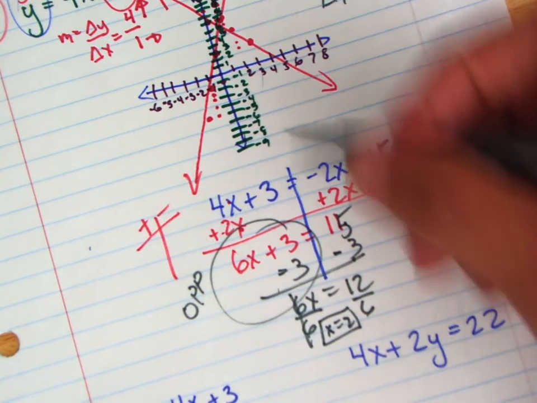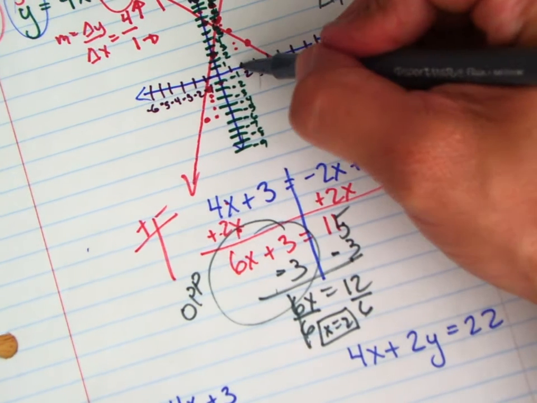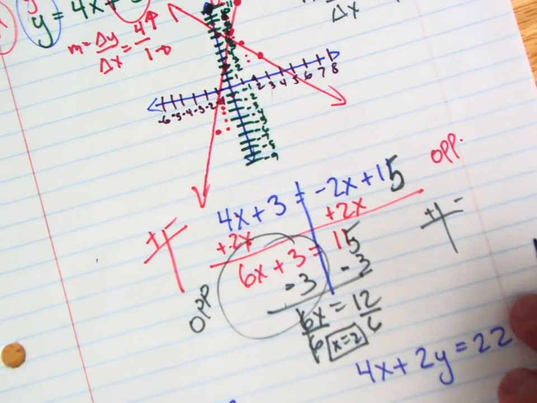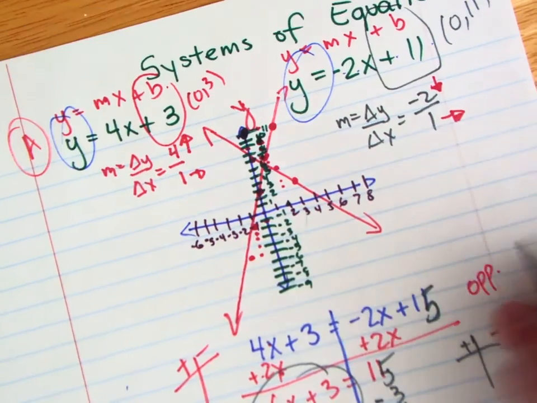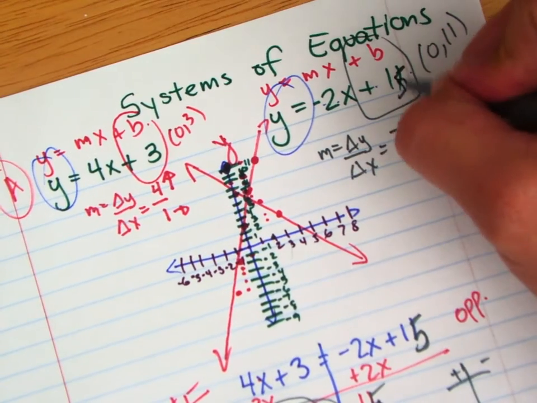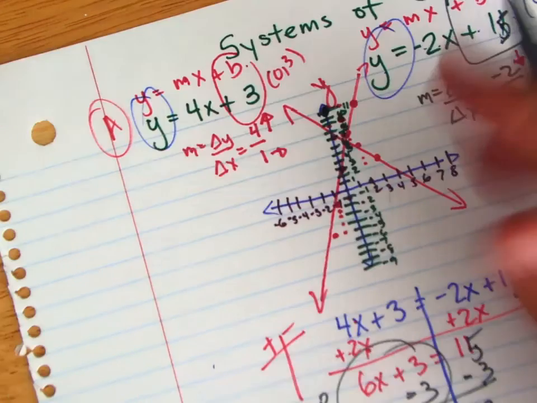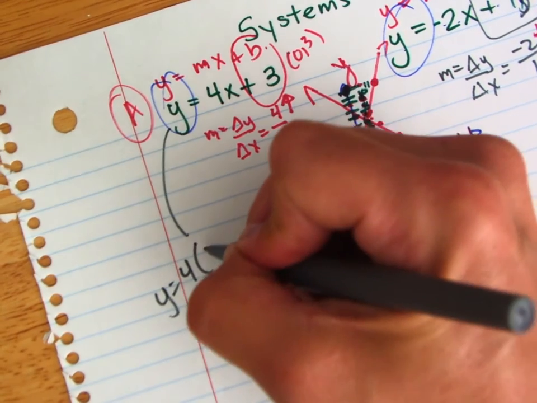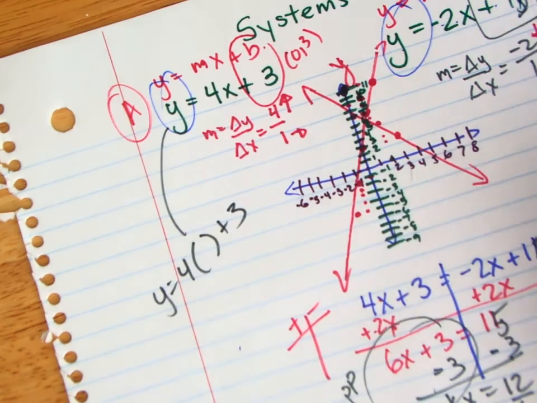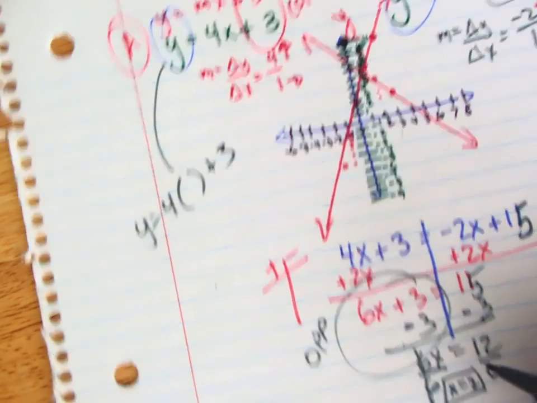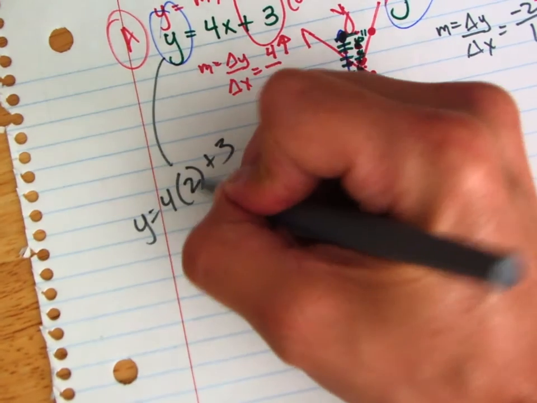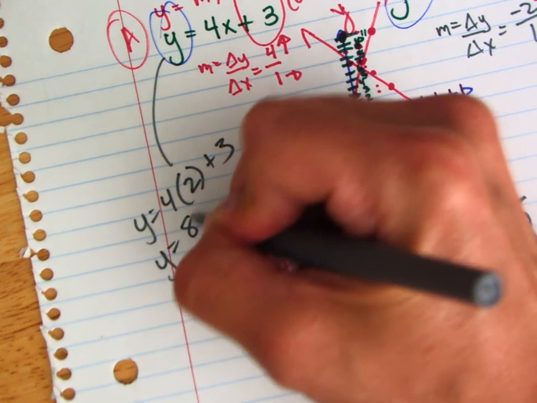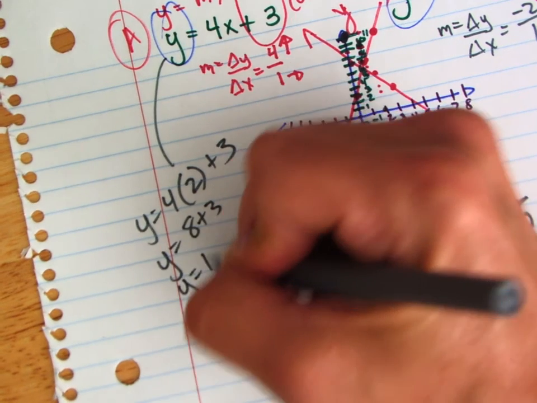All right, so my x is 2, right? But what's my y? Now I could use any of these equations. Remember, we changed this to 15. Sorry about that. So I could use this one. All right, y is equal to 4 times x plus 3. Remember, x is what? 2. So 4 times 2, y is equal to 8 plus 3, which is 11.